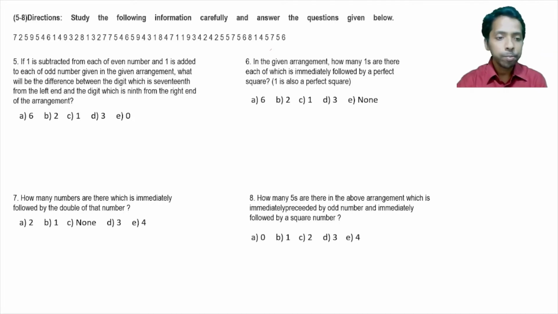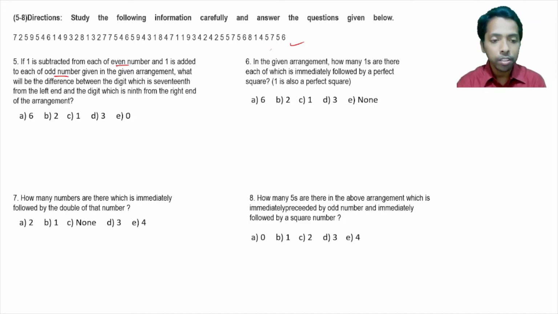Try to understand it. Study the following information carefully and answer the questions given below, right? This is the particular series. And question number 5 here. If 1 is subtracted from each even number, right? So each even number we have to subtract 1 and 1 is added to each odd number. We will not perform this whole operation from just by seeing this particular result. No, absolutely not. We will move further.